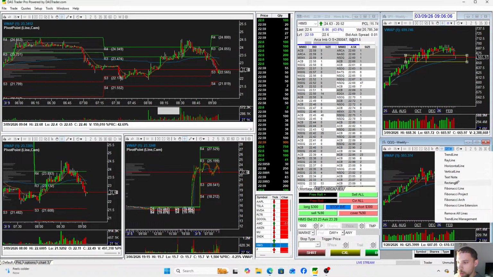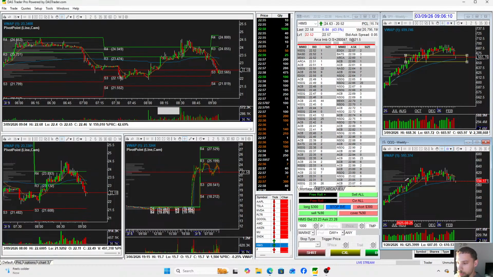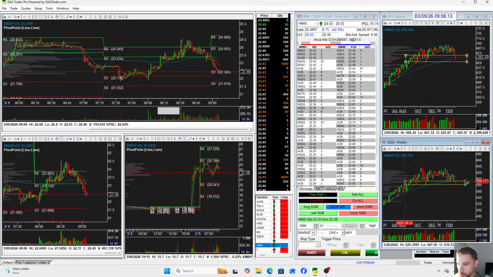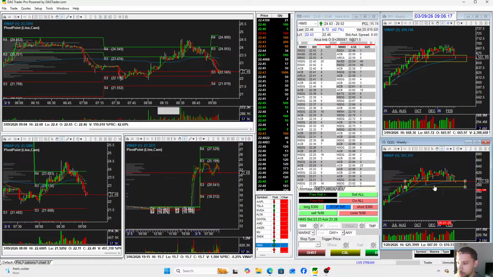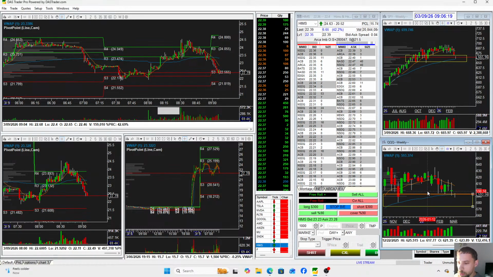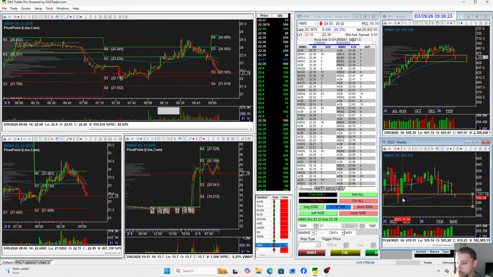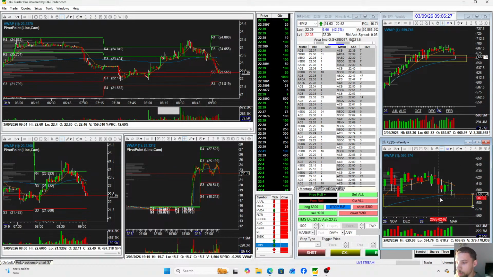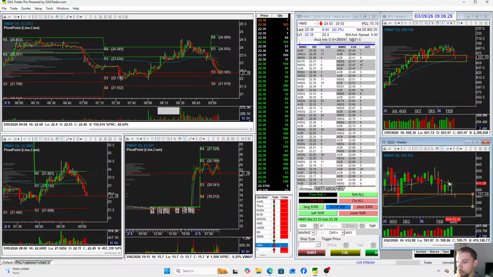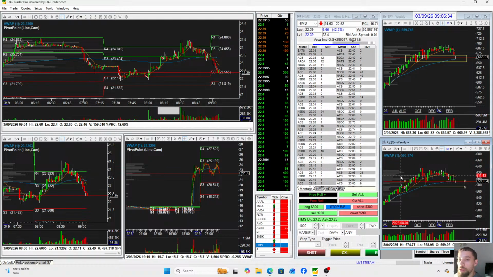So same exact thing here. I'm just drawing my support and resistance levels. And again, this is just high liquidity areas. This is where price action will gravitate to, tend to be more volatile at, and give me more opportunity to take a trade.